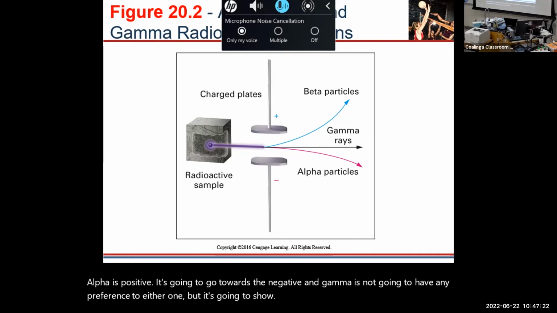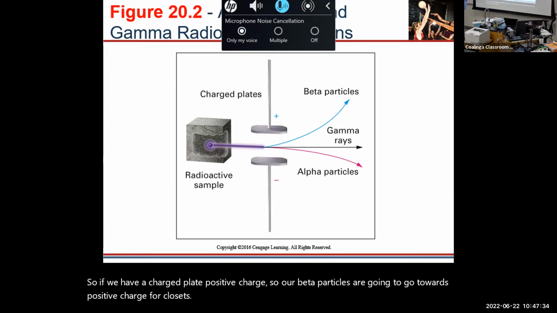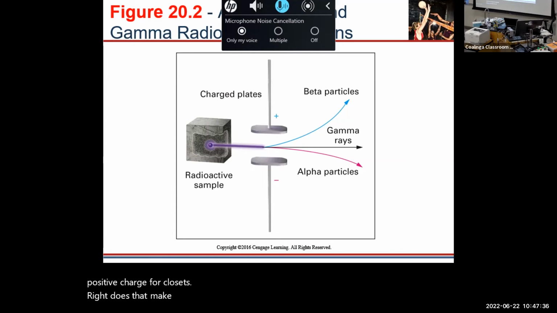Okay, so if we have a charged plate with a positive charge, our beta particles are going to go towards the positive charge because they're negative, right? Does that make sense? Because opposites attract, right? Alpha particles are going to go towards the negative because they're positive.